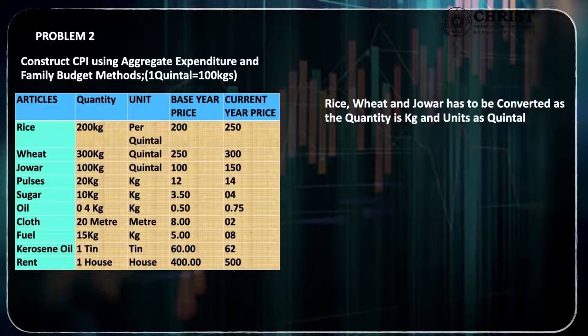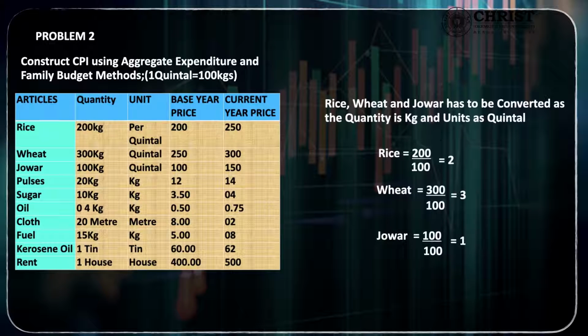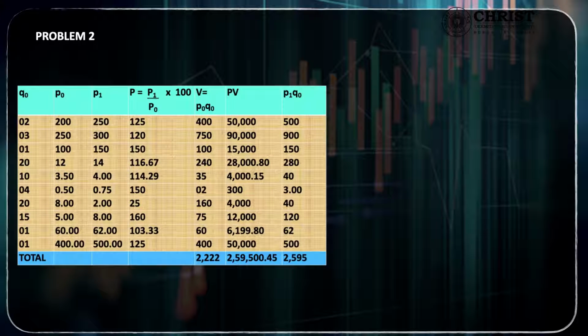So it's given that 1 quintal is equal to 100 kilograms. So rice is 200 divided by 100, that is 2. Wheat is 300 divided by 100, that is 3. Jowar 100 divided by 100, that is 1. So these are the values we are going to use for computation. If you use the same values which is given in the question, your computation will be wrong. Now family budget method, we have to show that both the methods we have to do, so the table is explained and the computation is explained. Price relatives we have calculated, weights we have calculated, PV values are there and P1 Q0 values are there.